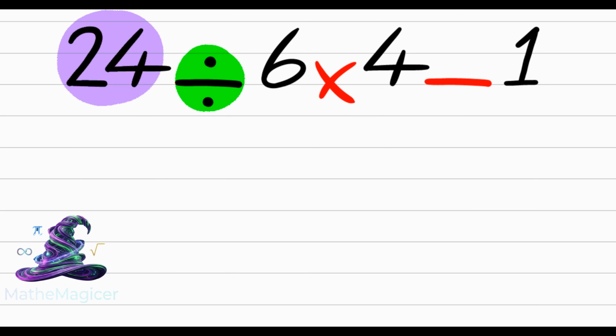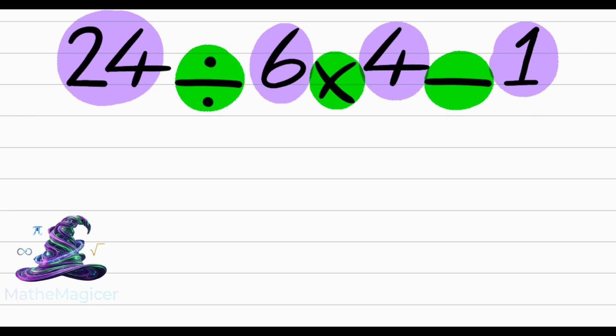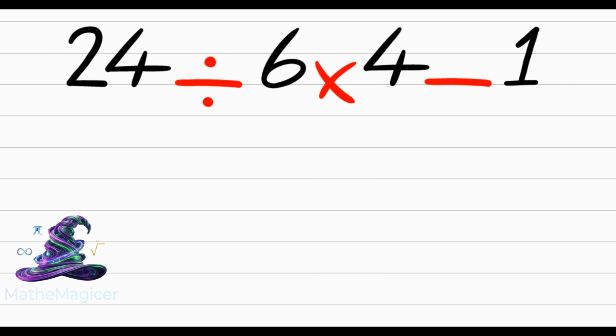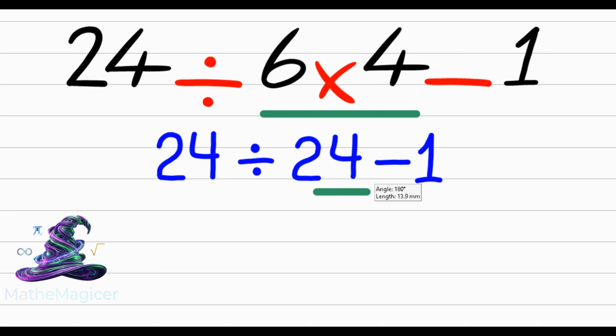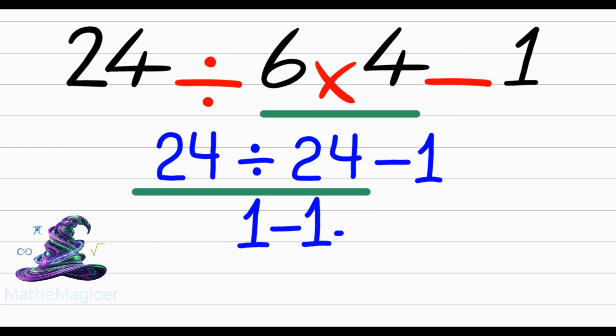24 divided by 6 times 4 minus 1 equals what? Some people solve this expression like this. 6 times 4 equals 24. So we have 24 divided by 24 minus 1. 24 divided by 24 is 1. So we have 1 minus 1 equals 0.